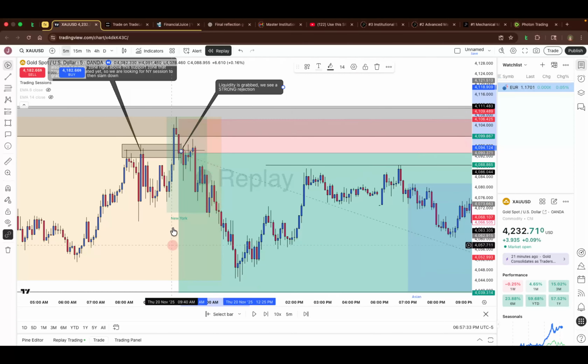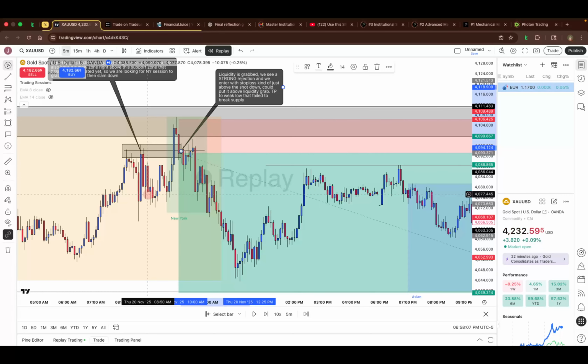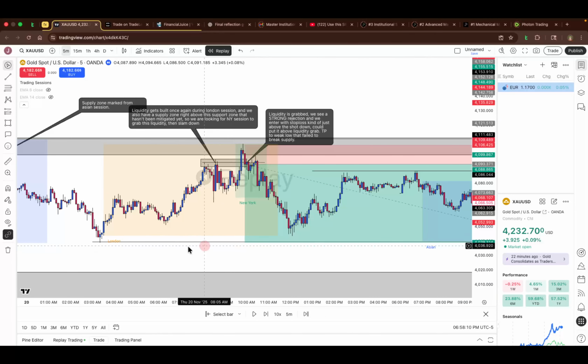We see a strong rejection, and we enter with stop loss again, just above the shot down. I'd put it above the liquidity zone, liquidity round. TP is to the weak low that failed to break supply. So TP is right here.